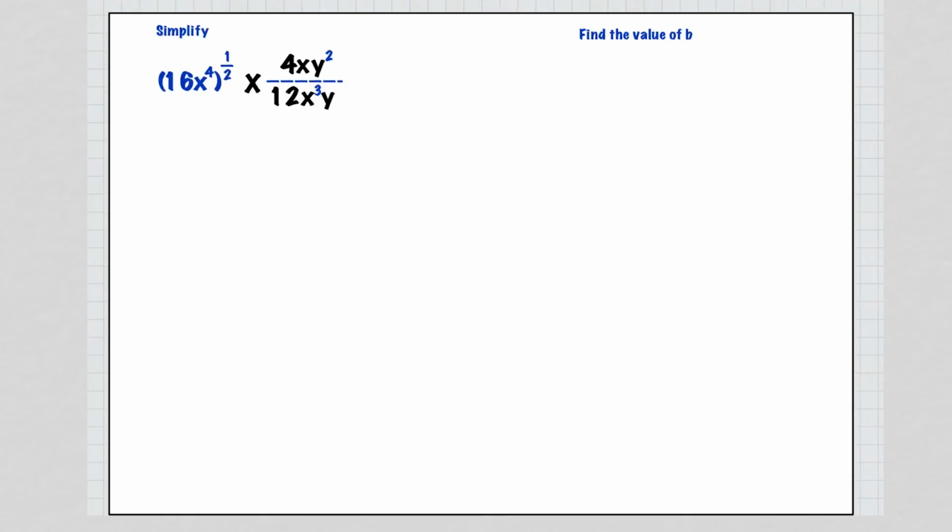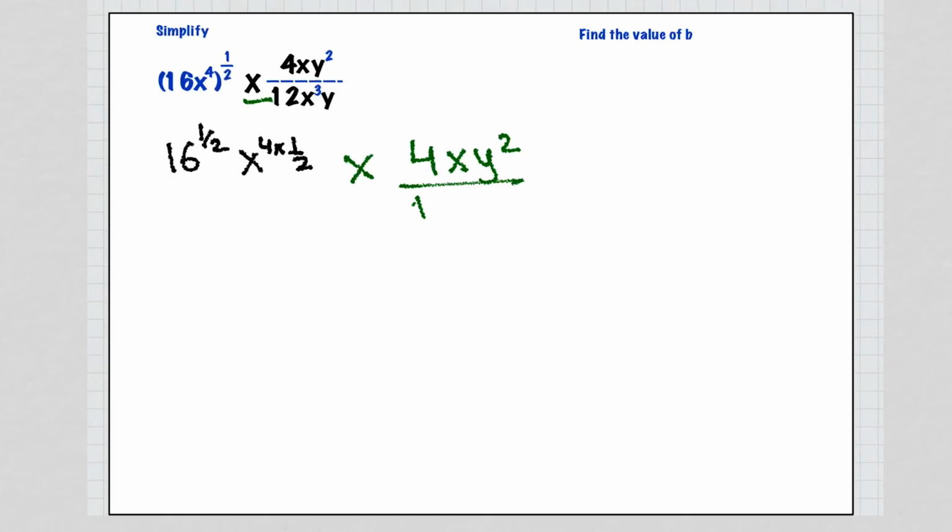So 16x4. First thing, I'll apply the power to both of these two terms. So 16 to the power half times 4 to the power half. Then we have this times sign, 4xy squared over 12x cubed y. I'm going to come to this part later on. I will try to simplify this part first.